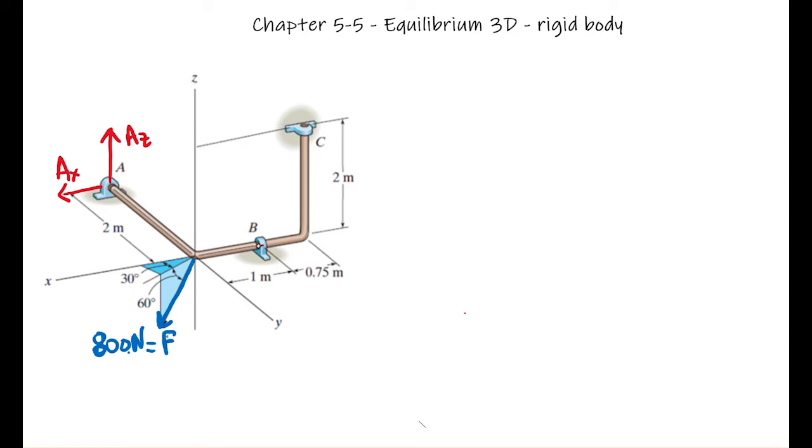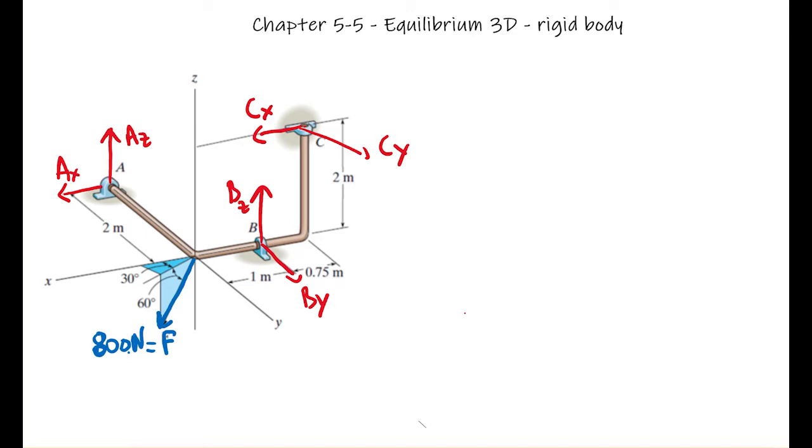At B, the translation that is free is on X, so we have a By and a Bz. And at the point C, the translation that is free is Z, so we have a Cx and a Cy. That's our 6 unknowns, and we have 6 equations of equilibrium, so we don't want more.